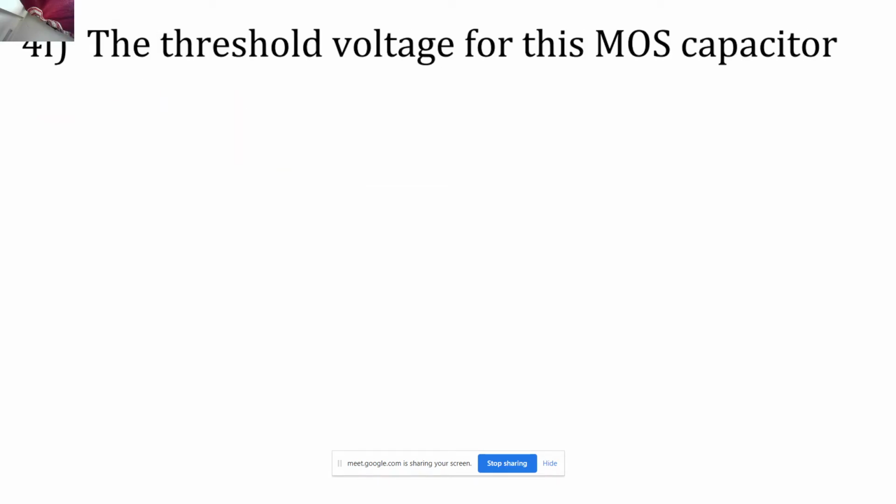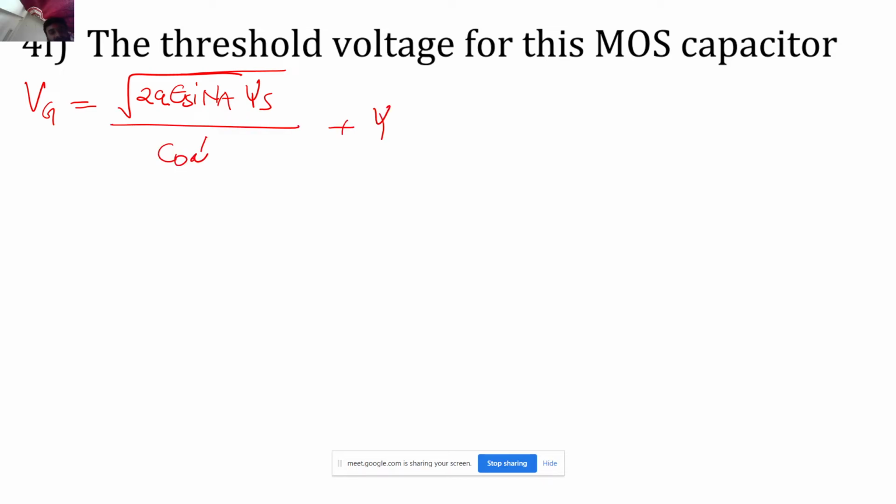And yeah, now this is the main part. They are asking us to actually calculate the threshold voltage, right? So I will just write one equation and I will take help from you guys after that. So we know the gate voltage equation in terms of psi s is the square root of 2q epsilon si Na into psi s, divided by Cox prime, plus psi s, right? So now this is the one equation that I have. And now can you guys please help me from this equation? How can I calculate the threshold voltage?